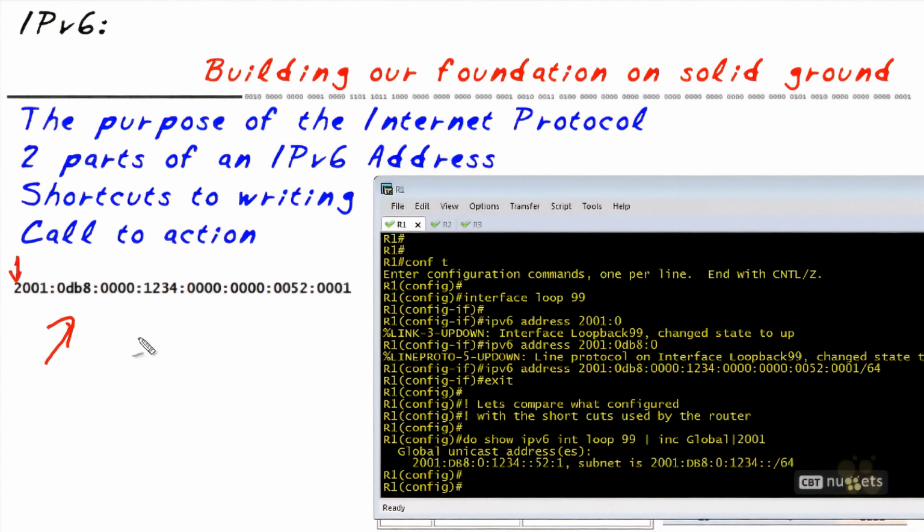So a 2 is going to be 0010. Done. And the 0 is going to be 0000. And the 0 again, 0000. And the 1 is 0001.